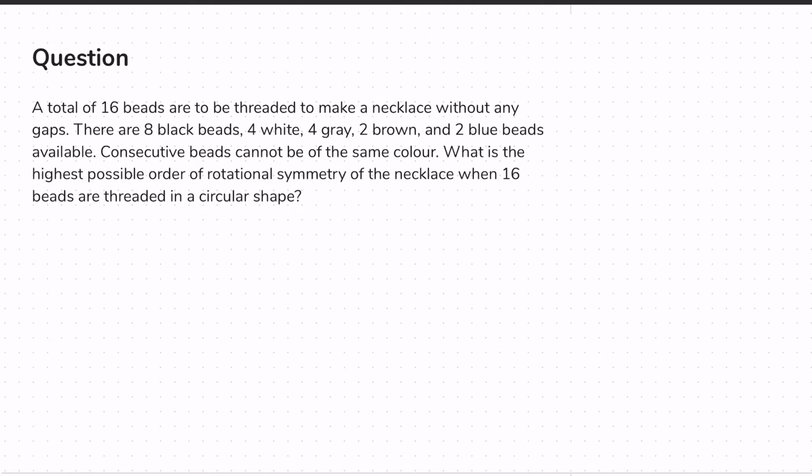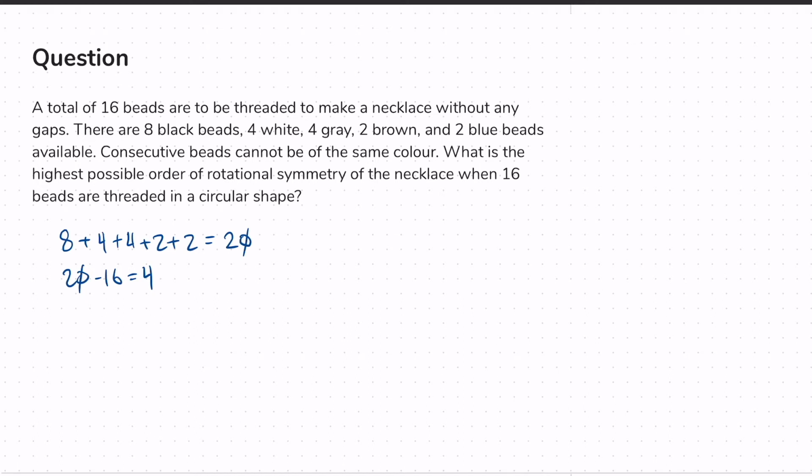In this next question, we are asked to make some decisions about which beads to include and which beads not to include, because as you can see here, a total of 16 beads are to be threaded to make a necklace without any gaps. However, we have 8 plus 4 plus 4 plus 2 plus 2, which is equal to 20. So as we can see, there's going to be 4 beads that we're not going to put on this. So we have to ask ourselves, which beads are we not going to put on?